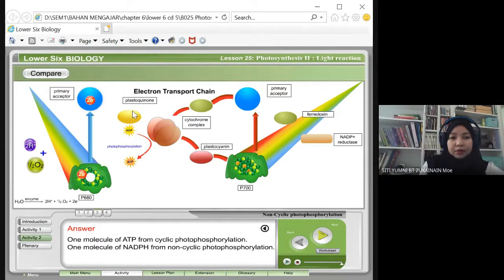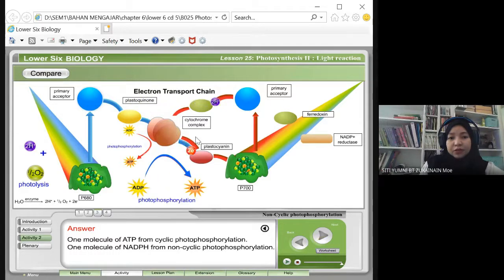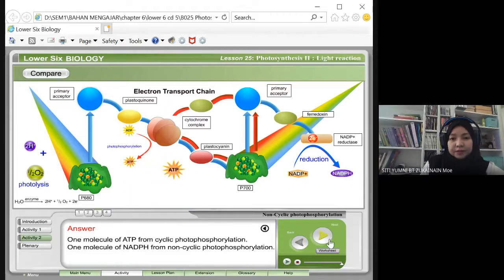Okay, then the protons and electrons fill up the hole. The electrons travel through the electron transport chain, go to photosystem 1 and go to the primary acceptor. And via ferredoxin, they reduce NADP plus to NADPH. All right, so one molecule of ATP from cyclic photophosphorylation and one molecule of NADPH from non-cyclic photophosphorylation, and another one molecule of ATP here.